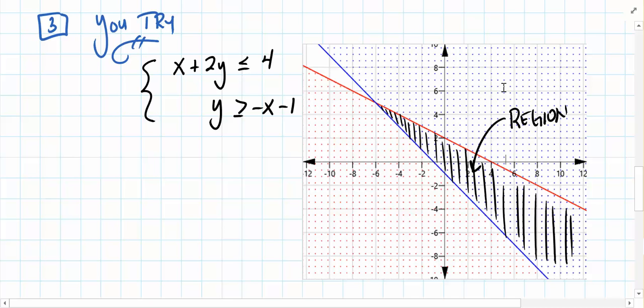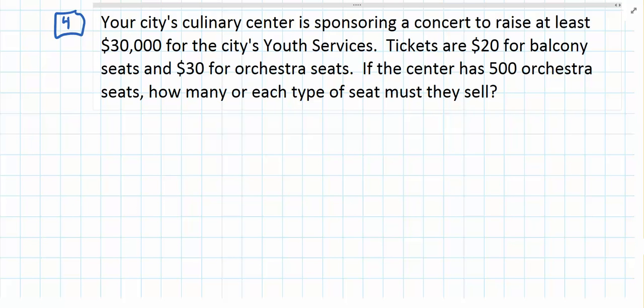Here we go. You do not need to copy the actual word problem. Let's just read it and talk about it, okay? It says, your city's Cultural Arts Center is sponsoring a concert to raise at least $30,000 for the city's youth services. Okay, tickets are $20 for balcony seats and $30 for orchestra seats. If the center has 500 orchestra seats, how much of each type of seat must they sell?